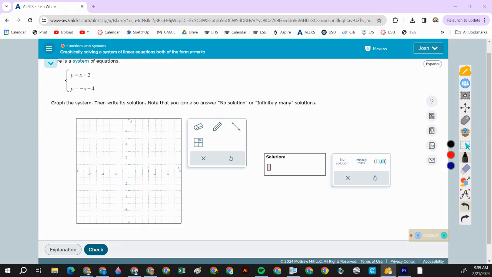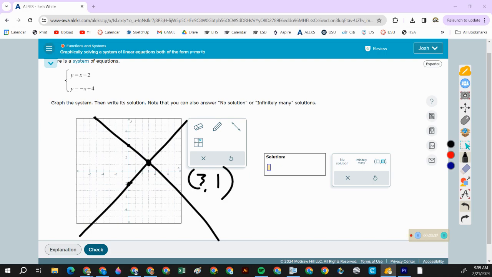So here we're going to graph -2 with a slope of 1, and then 4 with a slope of -1, and that is the solution 3 comma 1. Easy enough.